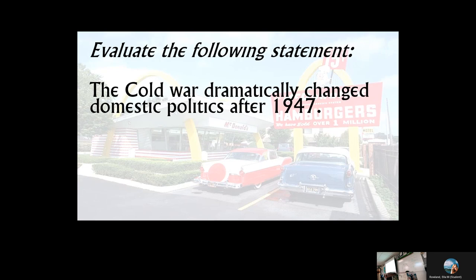120, 119, 118. This is helping to do that. What was the biggest policy change that happened after '47 and on? The biggest policy change. And then how did that change? What came out of it? Watch out.